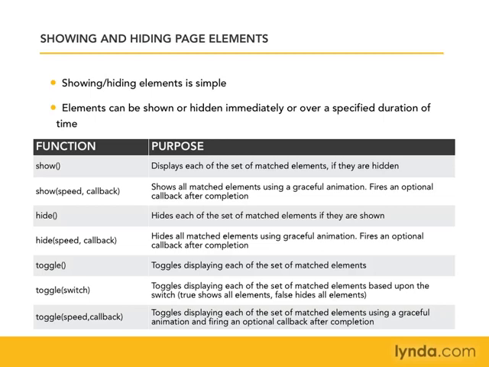And the same thing for hide. There's the speed and callback function. And same thing here with toggle, the speed and callback. And this one here, the switch, basically you pass true or false, and it either hides or shows everything based upon whether they're hidden or shown. So now that we've seen what some of the functions are, let's jump over to the code and try some of these out.